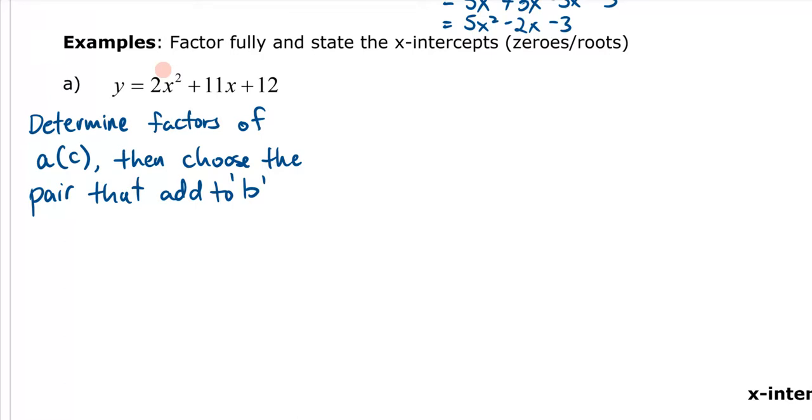The difference is that before, a was equal to 1, so your two numbers would just automatically multiply to give you the c value. But here, it can't just be the c, because the a value is not 1. It's 2. So you have to multiply a times c. So a times c equals 24.